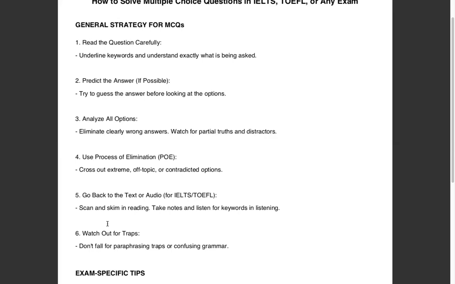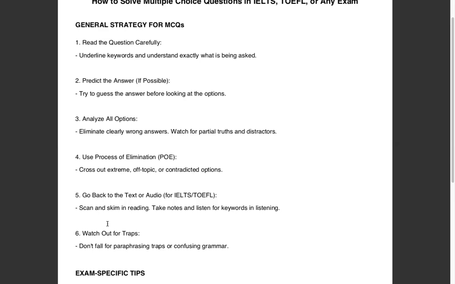Sixth one, it says watch out for traps. Traps are everywhere in multiple choice, not only in IELTS or TOEFL or Duolingo or GRE. No, in most of the questions, the questioner is trying to trap you. How? He or she knows that you will select this option. So in this case, when you select it in the first second, without thinking and without reading the rest of the options, it will be a trap.